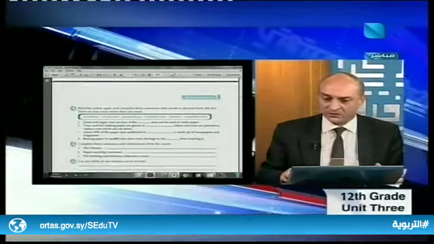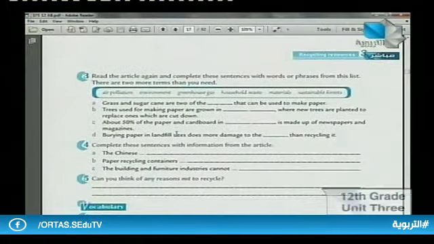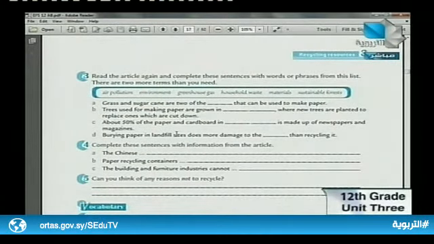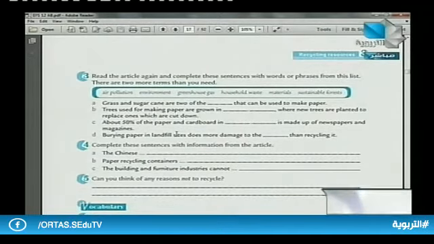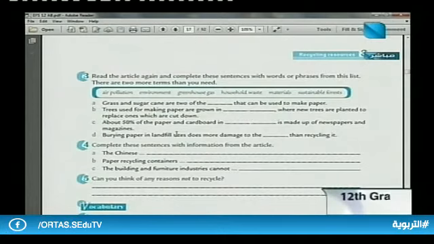Now, let's go on to page 15 in the activity book, dear colleagues. We have again a nice exercise, which is exercise 3. Here, I think, we complete the sentences with words or phrases from the box. So here we have air pollution, environment, greenhouse gas, household waste, materials, sustainable forest.